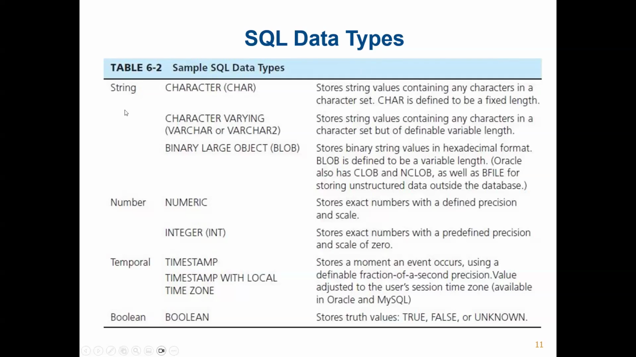So within the string, we have character and a few others, and this is based on the size. For example, a character, CHAR, will store string values containing any character in a character set. The CHAR is defined to be a fixed length. And then the second stores string values containing any character set with a definable variable length. Again, it depends on the size. Integer means a whole number.